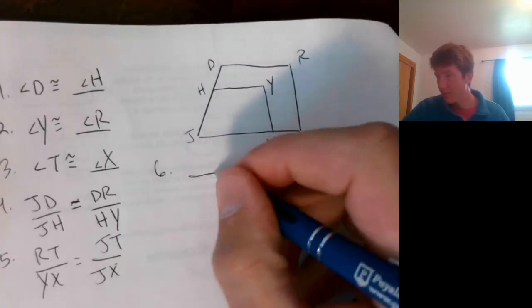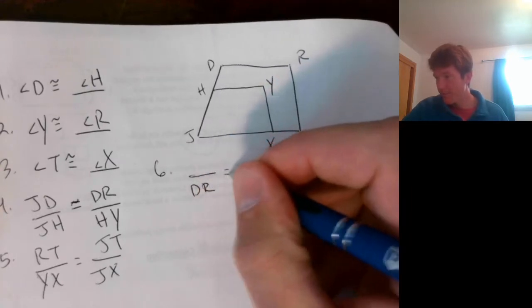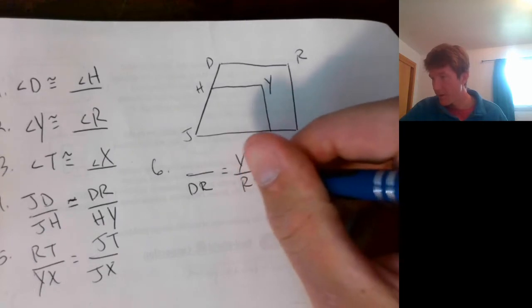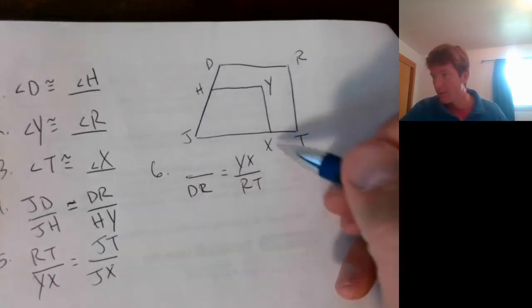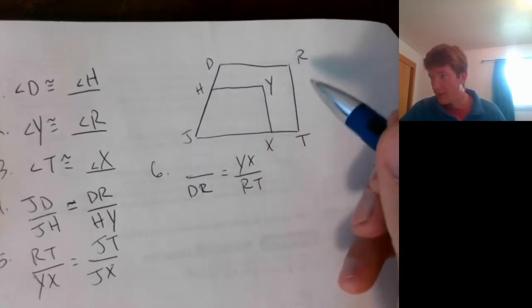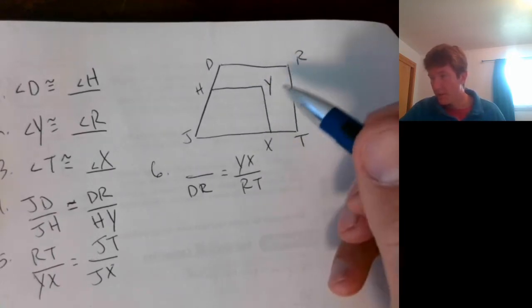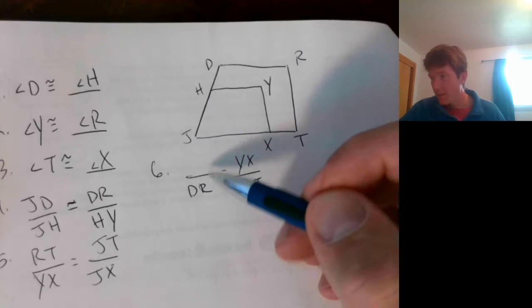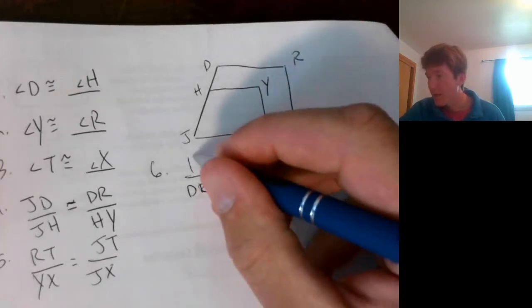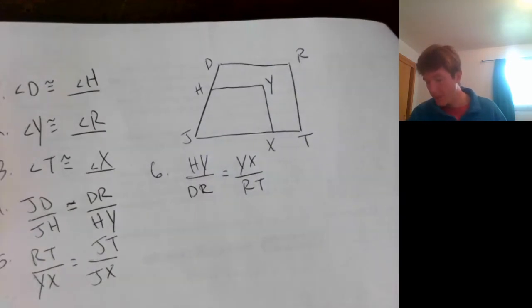Number 6, blank over DR equals YX over RT. YX is smaller, RT is bigger. DR is bigger, that means we need a smaller side that's proportionate to DR on the top. That's going to be HY. Okay, so that's example 1.